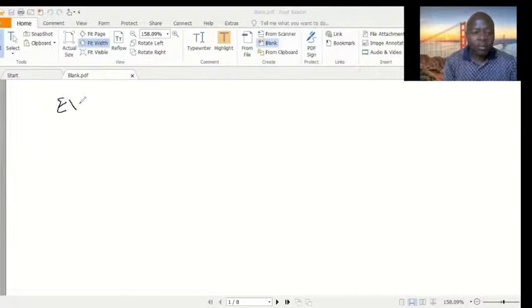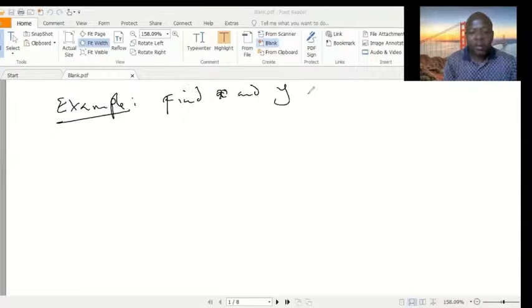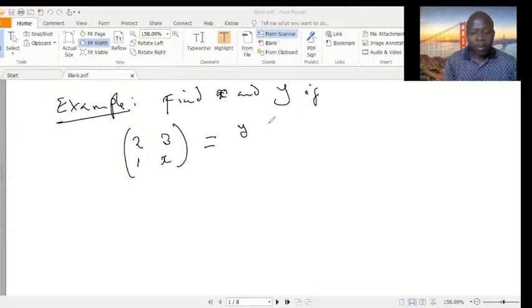Now we can do this example. Find x and y if the matrix 2, 3, 1, x equals the matrix y, 3, 1, 4. So find x and y.